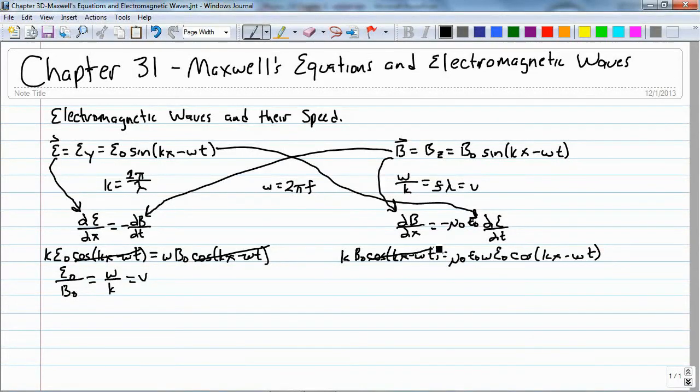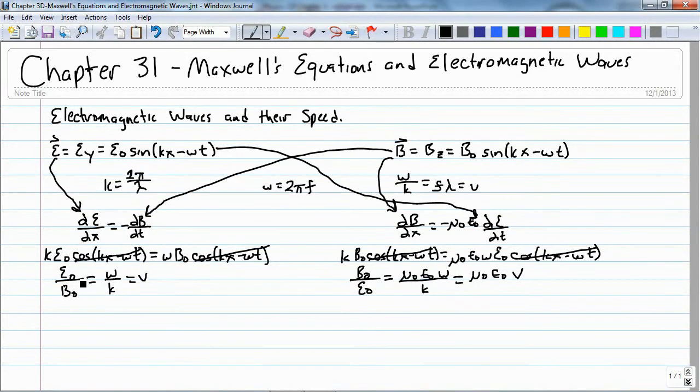The cosine is going to go away, and I'm going to have B naught over E naught is equal to, actually, epsilon naught mu naught omega over k, and that's just equal to mu naught epsilon naught times the velocity.